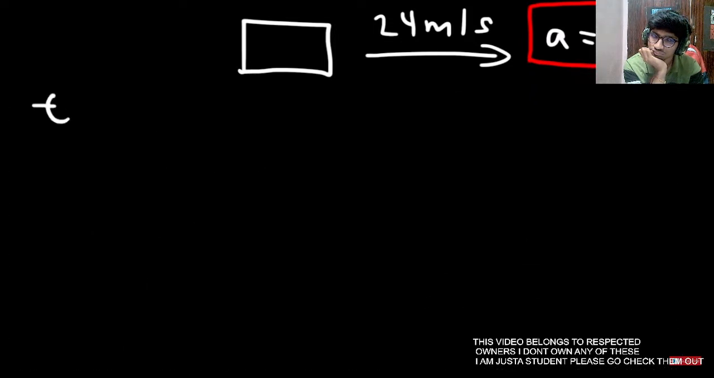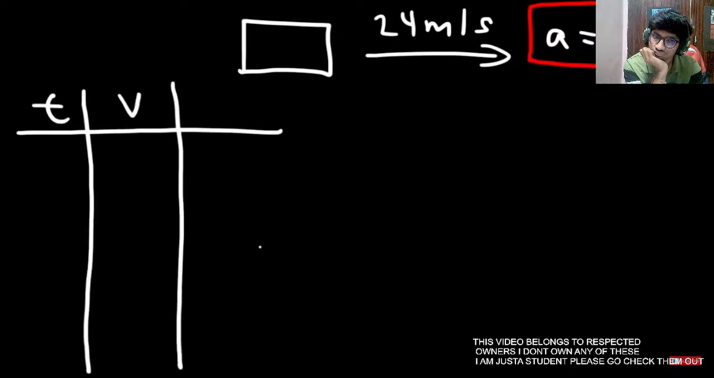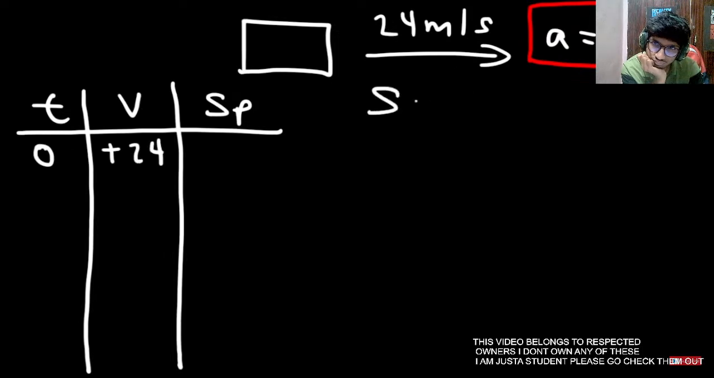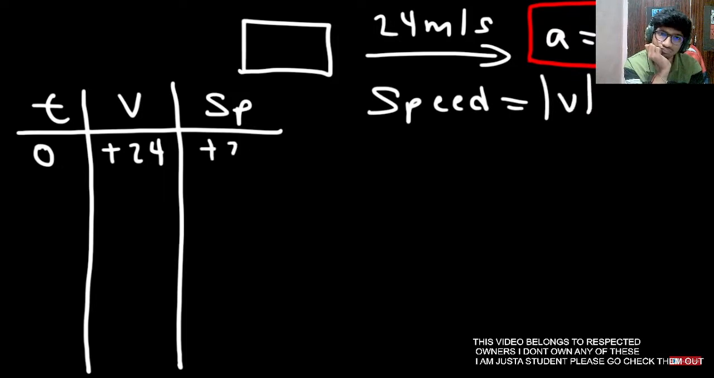So this time, we're going to make a table with time, velocity, and I'm going to use SP for speed. So at t equals 0, the velocity is positive 24. And remember, speed is the absolute value of velocity. So the speed is positive 24.